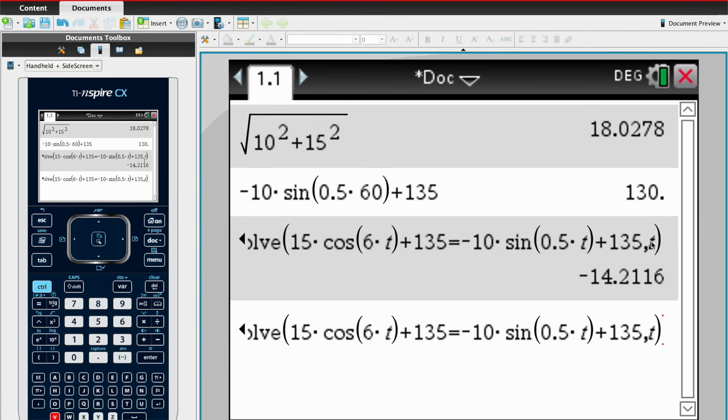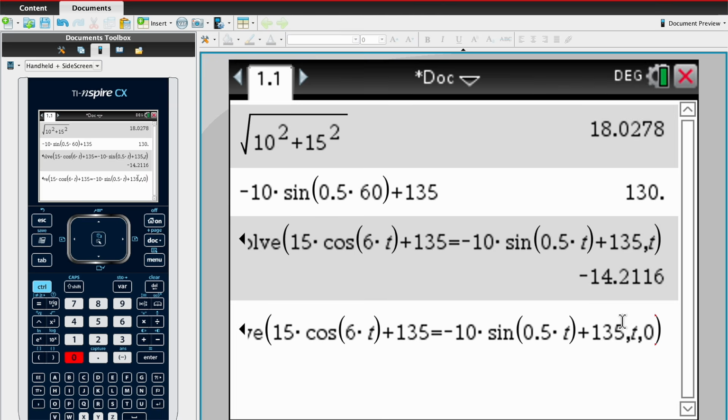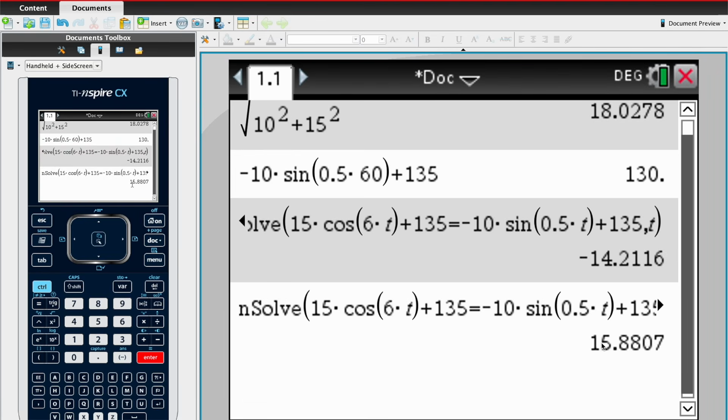In this case, we need t to be greater than or equal to 0, so we need to ask the calculator, let's put a comma 0, we need to ask the calculator to start searching from 0 and then go to the right. Essentially, we set up a lower bound here. And there we go. So 15.8807. So 15.9 minutes. Okay, so let's go back to the document and work this out.